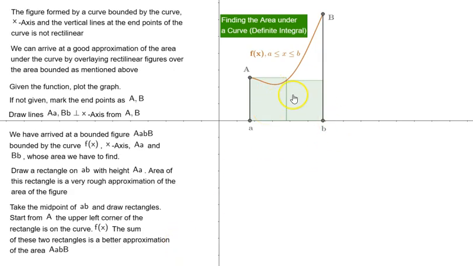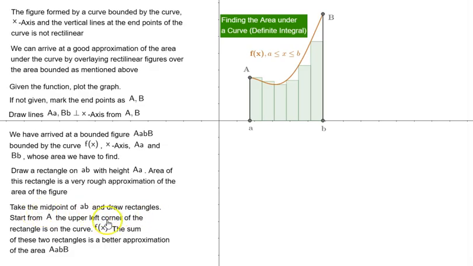Is it a good approximation? Actually, I think it's a little bit worse than before. So let's increase the number of rectangles to 3, 4, 5, 6. Do you notice that the difference between the area under the curve and the sum of these rectangles is reducing?